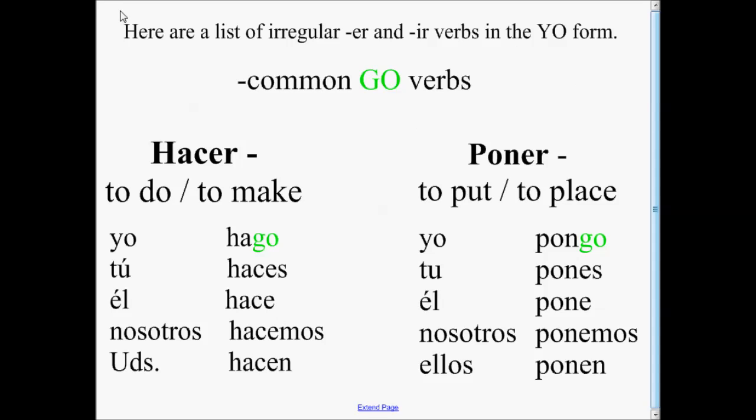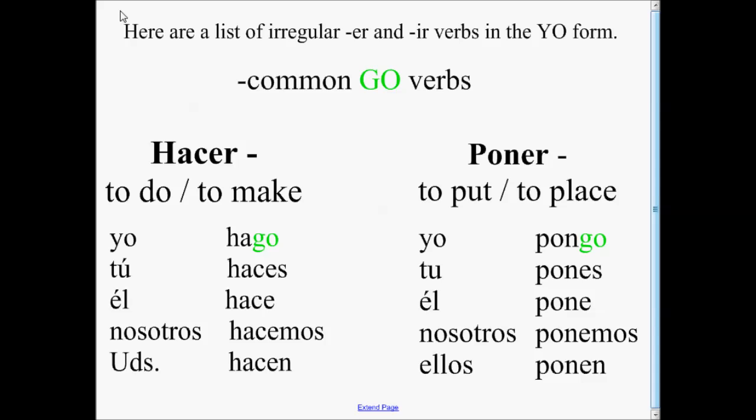So conjugating the regular ER and IR verbs is easy. But here is a list of irregular ER and IR verbs in the yo form. Common go verbs. Hacer, meaning to do or to make. It follows the rules of regular ER verbs, with the exception of the yo form. Remember, go verbs will always have go on the ending. So yo hago, tú haces, él hace, nosotros hacemos, and ustedes, ellos, and ellas hacen.